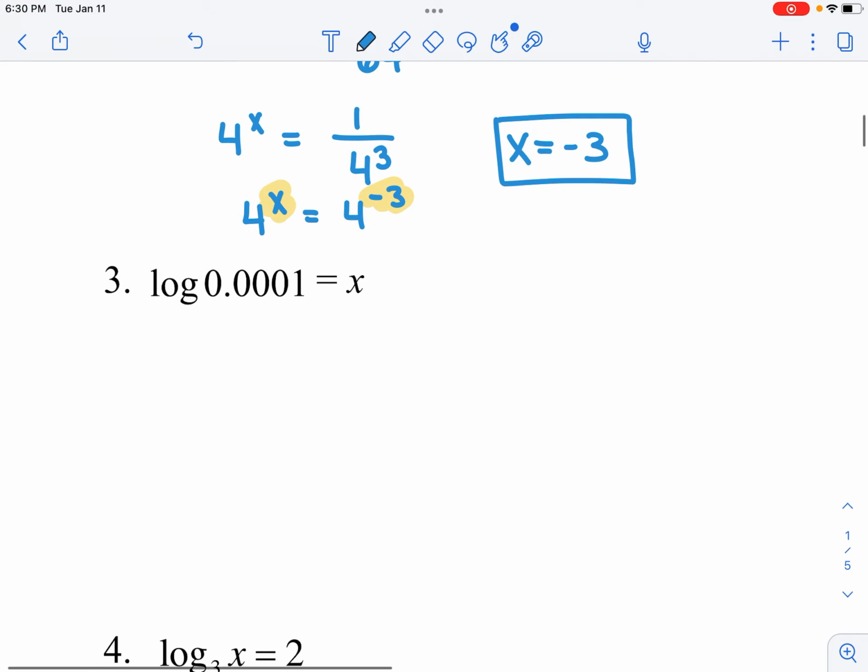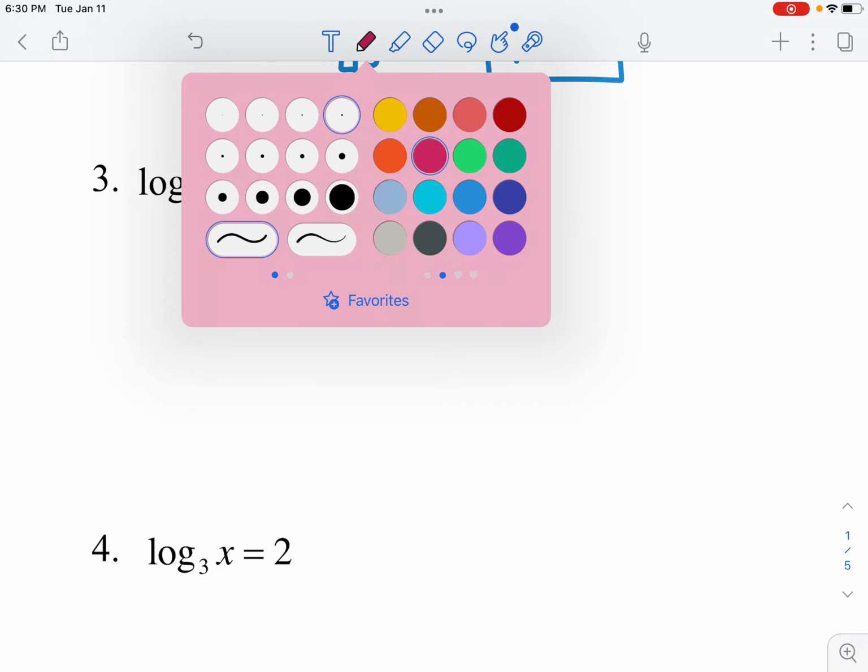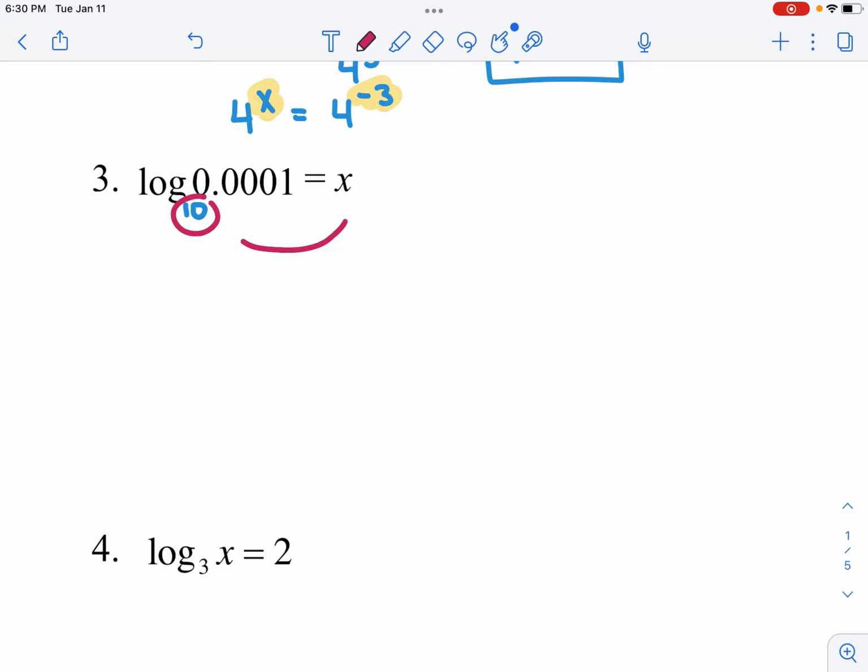Okay. Now for number 3, to use the loop trick, we have to remember that that is a common log. So there is a base of 10 here that we need to know is there. So circle the base, run the race. So we have 10 to the x is equal to 0.0001.